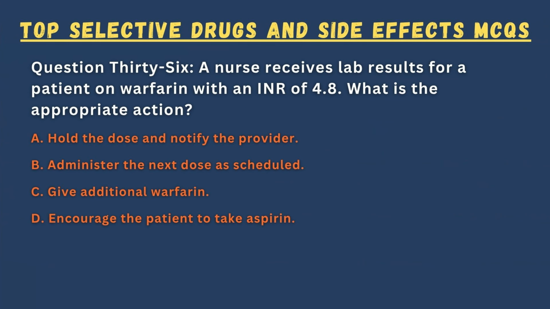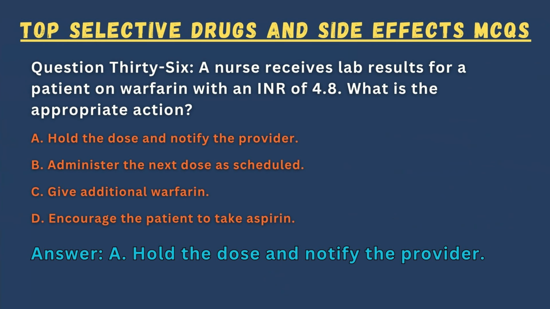Question 36. A nurse receives lab results for a patient on warfarin with an INR of 4.8. What is the appropriate action? A. Hold the dose and notify the provider. B. Administer the next dose as scheduled. C. Give additional warfarin. D. Encourage the patient to take aspirin. Answer: A. Hold the dose and notify the provider.